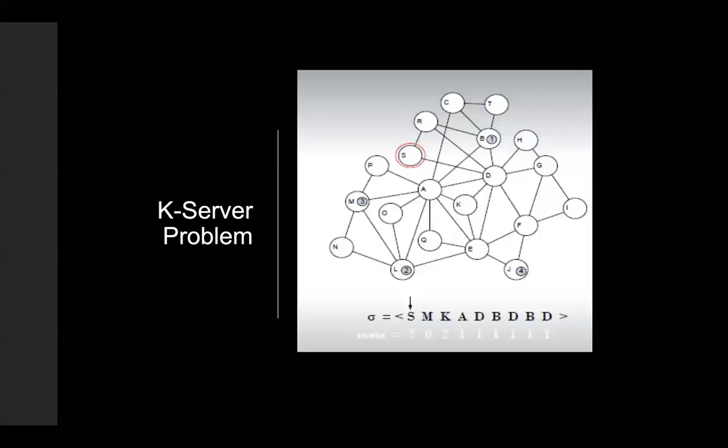Let us take an example graph. Here sigma is our request sequence. The servers are present at B, M, L and J initially, and consider the distance between any two nodes as 1.